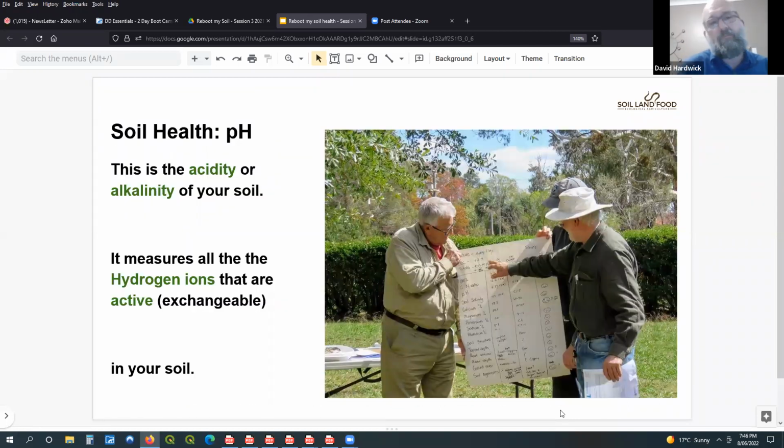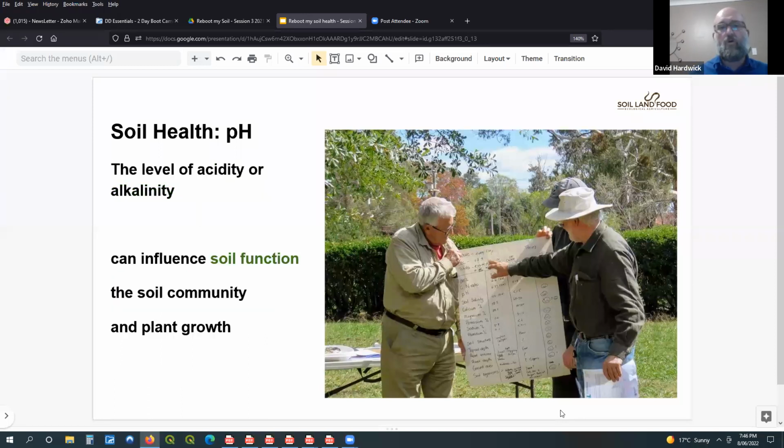So pH is measuring the acidity or alkalinity of your soil. It's pretty straightforward. We're all pretty comfortable with that probably. What it actually measures is the hydrogen ions, what we call active or exchangeable hydrogen, which are kind of living in one part of your soil, what I call the colloid zone. One of the active parts of your soil, you have these hydrogen ions hanging around, and the more hydrogen ions you have, the more acidity you have. So the more acid, the lower the pH, but the more hydrogen. And it's important because it does influence soil function.